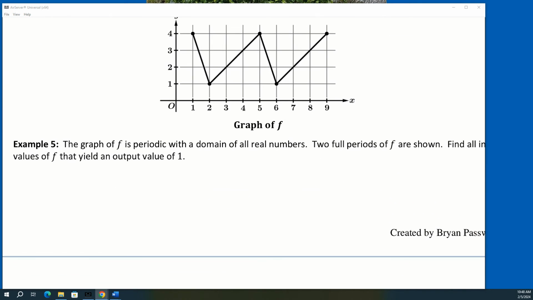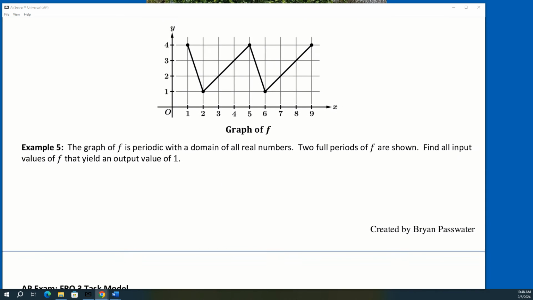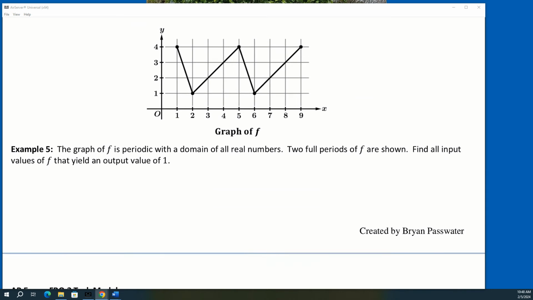Okay, so on this last one, we're going to use that idea. The graph of f is periodic. You can see that it does repeat this pattern right here. 2 full periods of f are shown. We're going to find all input values of f that will yield an output of 1. That's kind of a strange question, but we need to start off and find the period of f. What do you guys think? 4. That's going to be needed to answer this question.